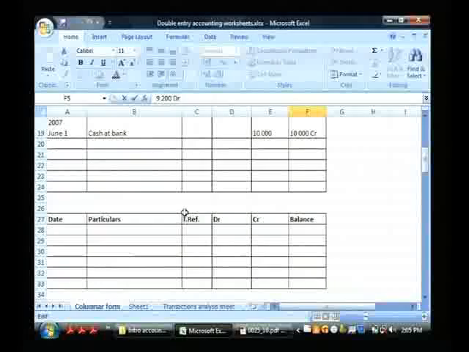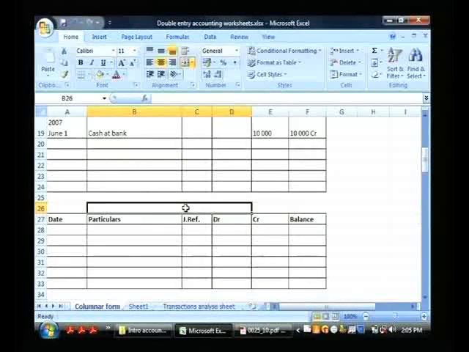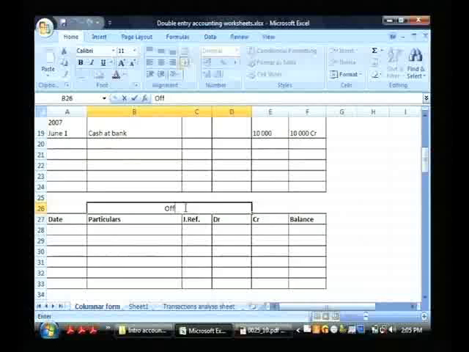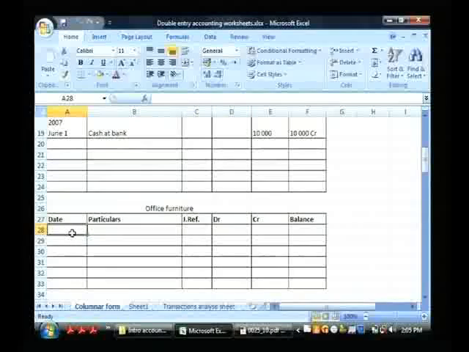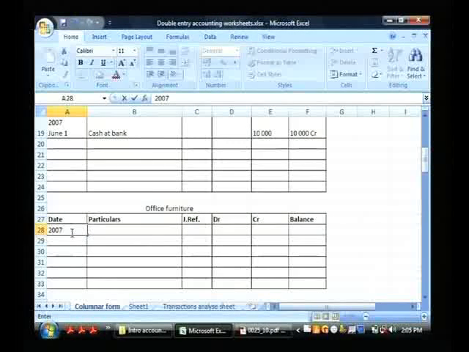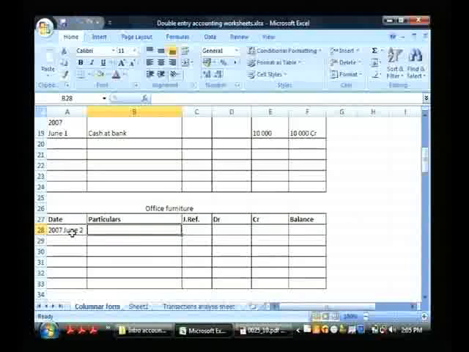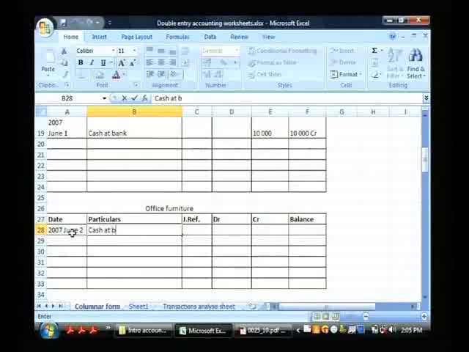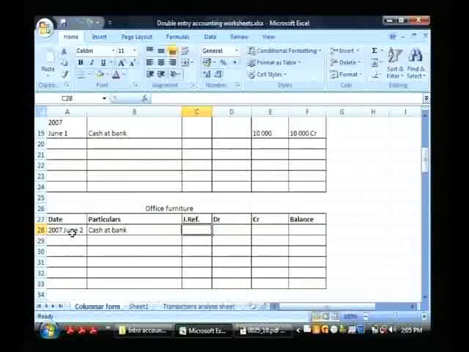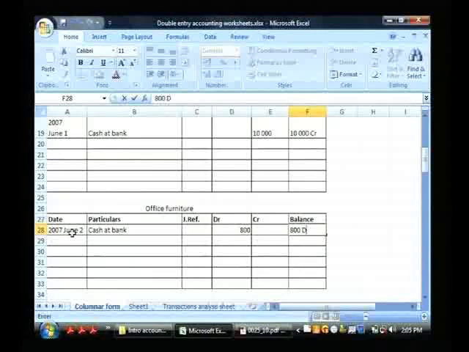And then we need office furniture account. Office furniture, write the date June 2nd, cash at bank, office furniture we said it is debit, therefore 800 debit balance.